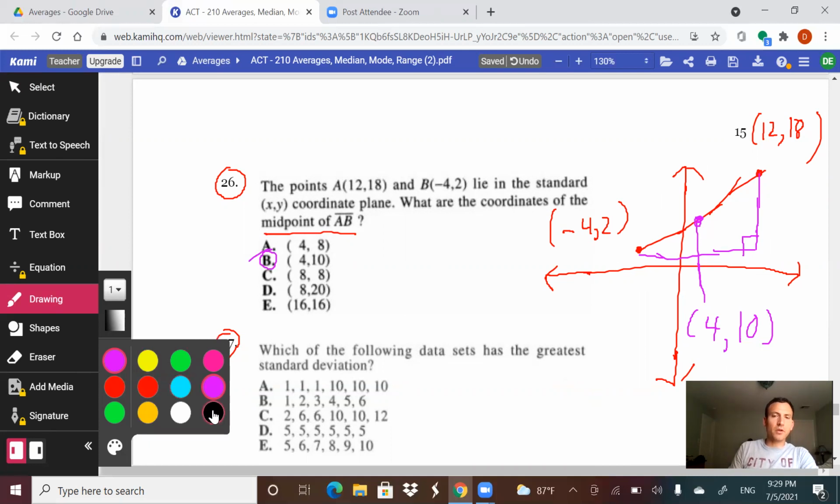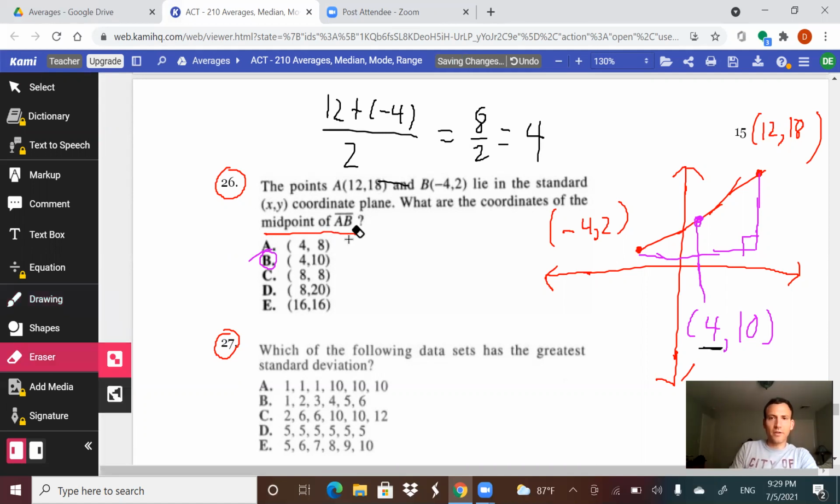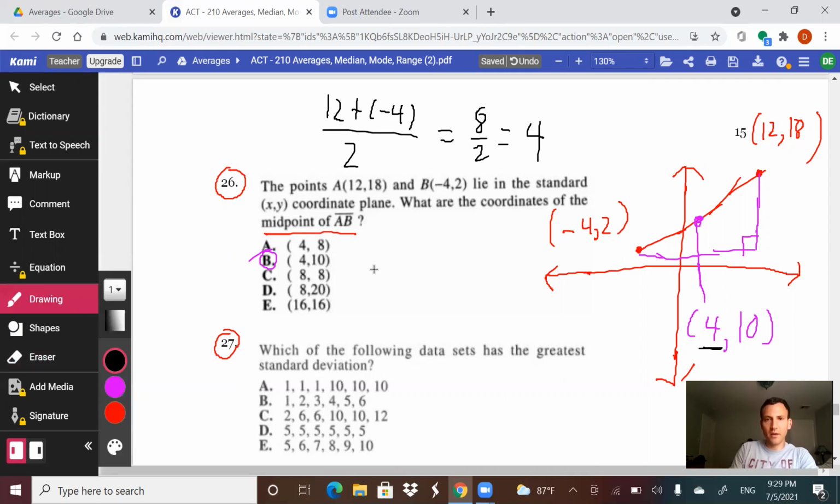Another way to do it, though, is to understand that the midpoint is just the average of your x's and y's. So you could do 12 plus -4 to get your x point divided by 2. So really that's just 8 divided by 2, and that gets you this 4 right here. And then to get the y, you can do exactly the same thing. So for the y, you can do 18 plus 2 divided by 2 to get the midpoint, or the average, of these two y points. 20 divided by 2 is 10. And sure enough, that's that point.